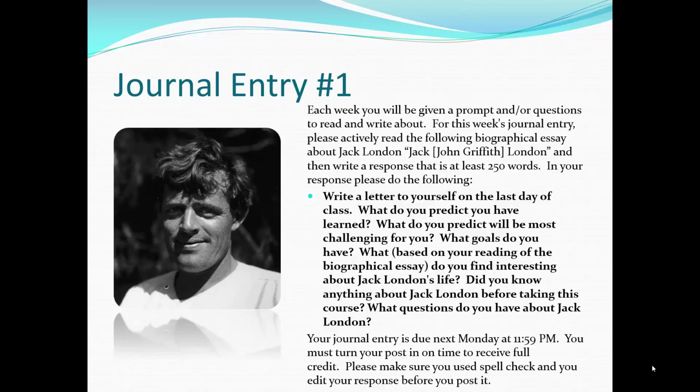Write a letter to yourself on the last day of class. What do you predict you've learned? What do you predict will be the most challenging for you? What goals do you have? What, based on your reading of the biographical essay, do you find interesting about Jack London's life? Did you know anything about Jack London before taking this course? What questions do you have about Jack London?